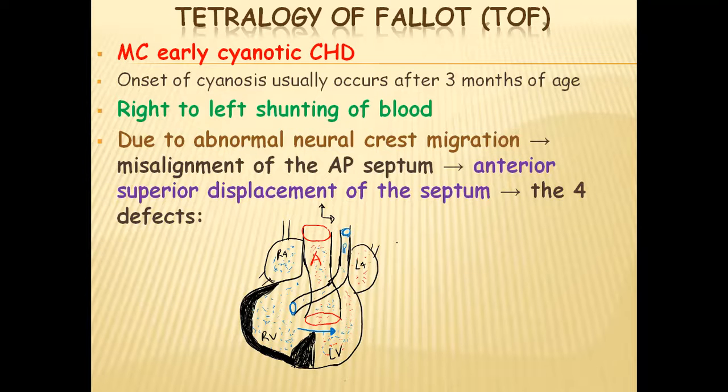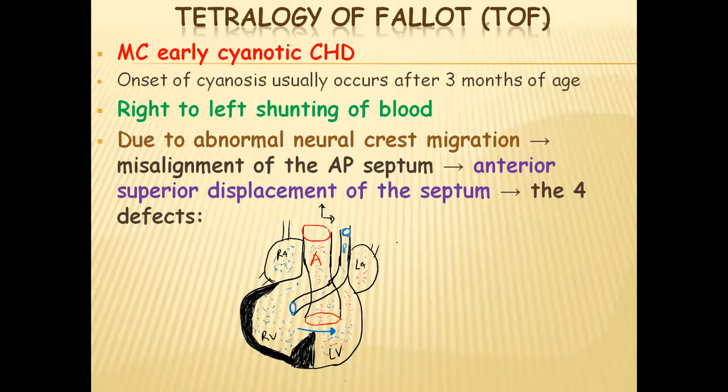Tetralogy of Fallot. This is the most common early cyanotic congenital heart disease, and the onset of cyanosis usually occurs after 3 months of age. And this is a right to left shunting of what? Of blood. And then what's the major problem here?